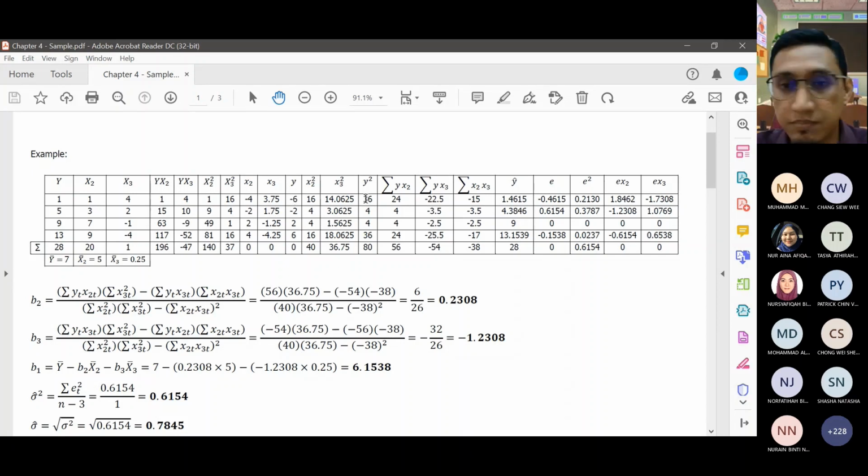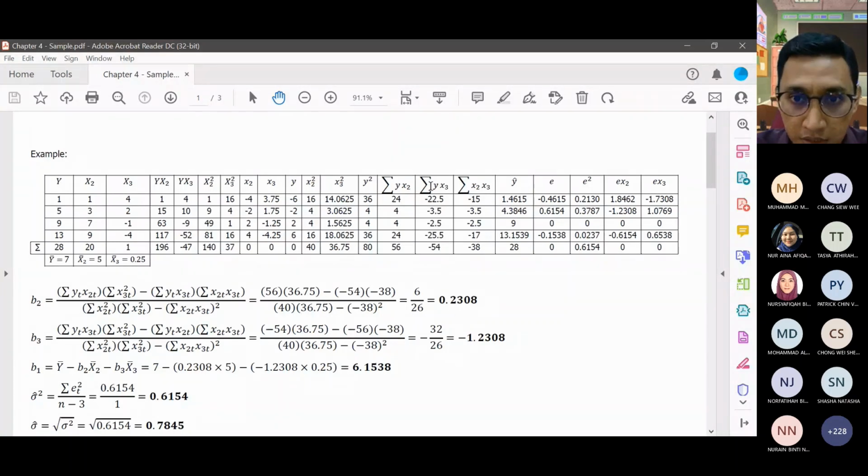So we have this next column, which is the sum of y times x2. What it means is we multiply x2 with y. So -4 times -6 is 24. -2 times -2 is 4. We repeat the same process until the last observation. Sorry, I pointed at the wrong column. For example, -4 times -6 is 24 positive.